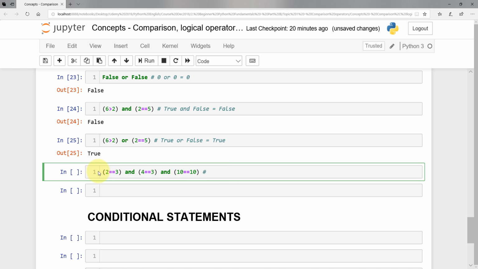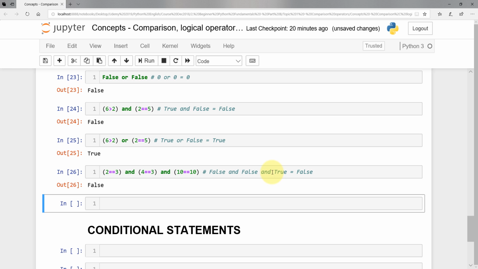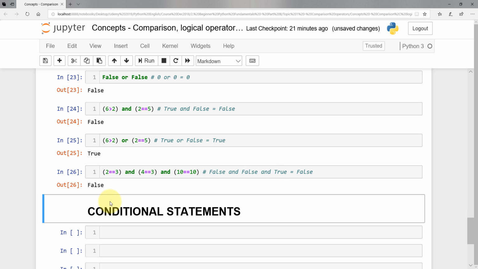Let's do the next challenge. Here I'm saying, is 2 equals 3? Well, that was false. And is 4 equals 3? Well, that was false as well. And is 10 equals 10? Well, that was true. So when it comes to AND, if any of the inputs to the AND gate is false or is 0, the outcome is going to be 0. So here I'm expecting false. Let's run that, and that's what we've got. We got false.